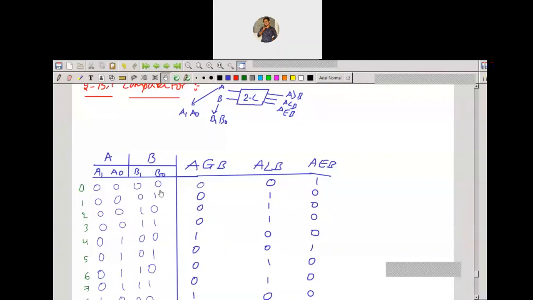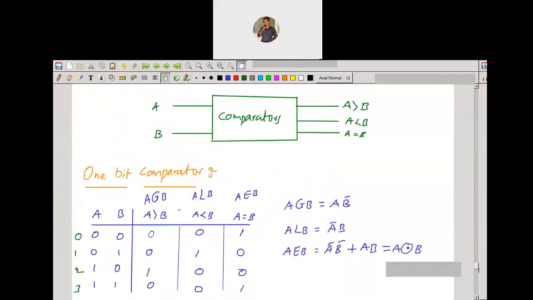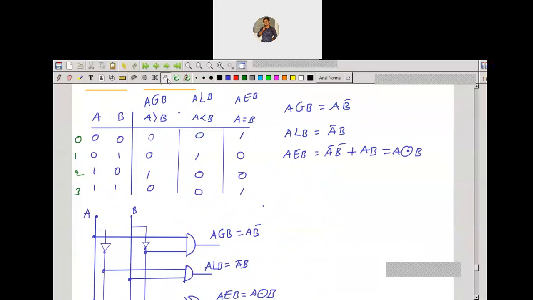So in this case, I'll give you a very simple logic to find the output expressions in the comparators. In the 1-bit comparator, when A value is more than the B value, we can take A B bar. When A value is less than the B value, that is A bar B. And when A is equal to B, there are two possibilities: A value 0 and B value 0, that is A bar B bar, or A value 1 and B value 1, AB. So you can write this down without doing the K-map. Simply observe the values of A and B.